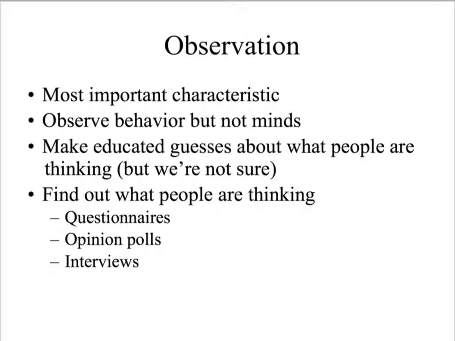So, with observation, obviously, observation is the most important of all of the characteristics. What we need to consider is that we cannot observe people's minds, so we can't make assumptions about what people are thinking. Well, we can, but we need to be careful in those assumptions because we can only observe behavior. And so we make these educated guesses, or hypotheses. There are three different ways that we can do this: questionnaires, opinion polls, and interviews. Each of these has both strengths and weaknesses.